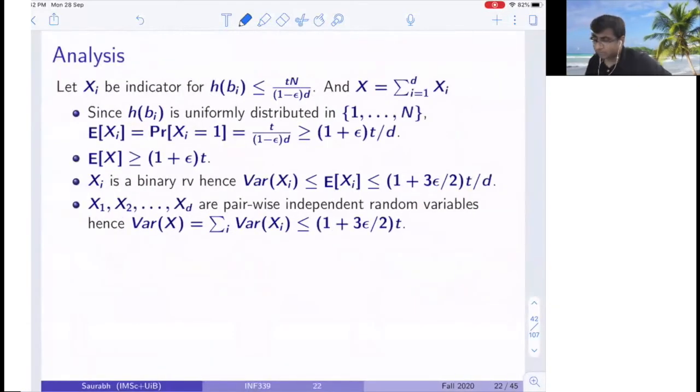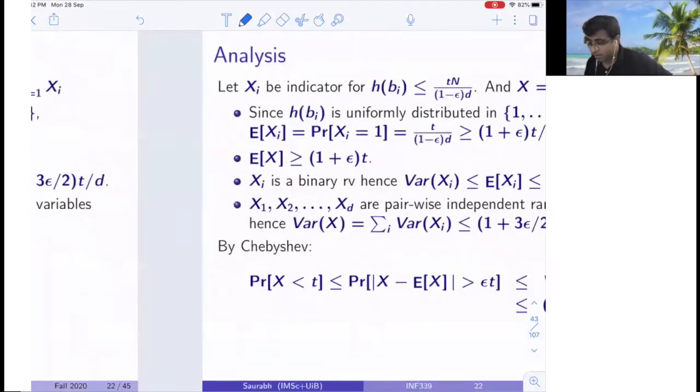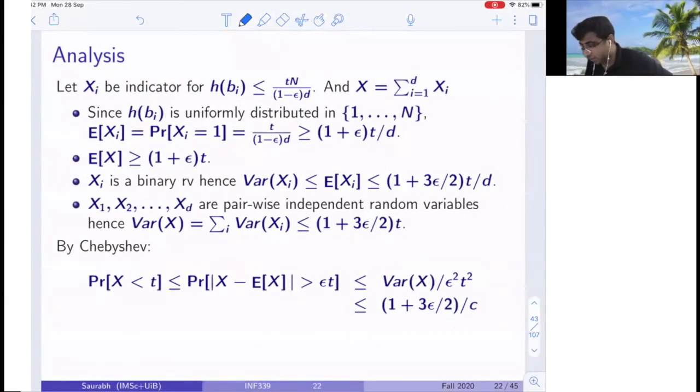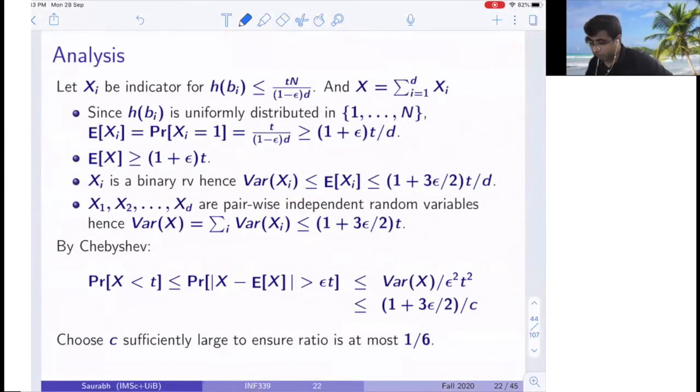Once we know the variance of each xi, we can just sum the variances. What is the variance of x? Summation over i of variance of xi, which is 1 plus 3 epsilon by 2 times t. So the probability x is less than t is less than or equal to the probability that x minus its expectation is more than epsilon t, which is variance of x over epsilon squared t squared, so 1 plus 3 epsilon by 2 divided by c. Now we can choose C sufficiently large to ensure the ratio is at most 1 over 6. This is where we use the C we chose. If you choose C as 24, it turns out to be 1 over 6.